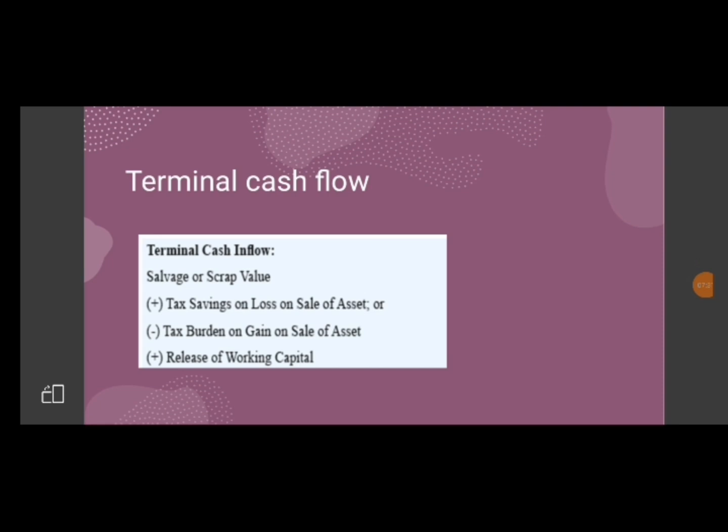Then the last cash flow is terminal cash flow. At the end of the life period, salvage or scrap value will be realized for the old asset. In that, if we sell the asset at a loss, tax saving will be created. If there is a gain on sale of the asset, then the tax burden has to be deducted. At the end of the life, working capital will be released. That should be added. That will be the inflow. Tax burden is the outflow. Tax saving is the inflow.